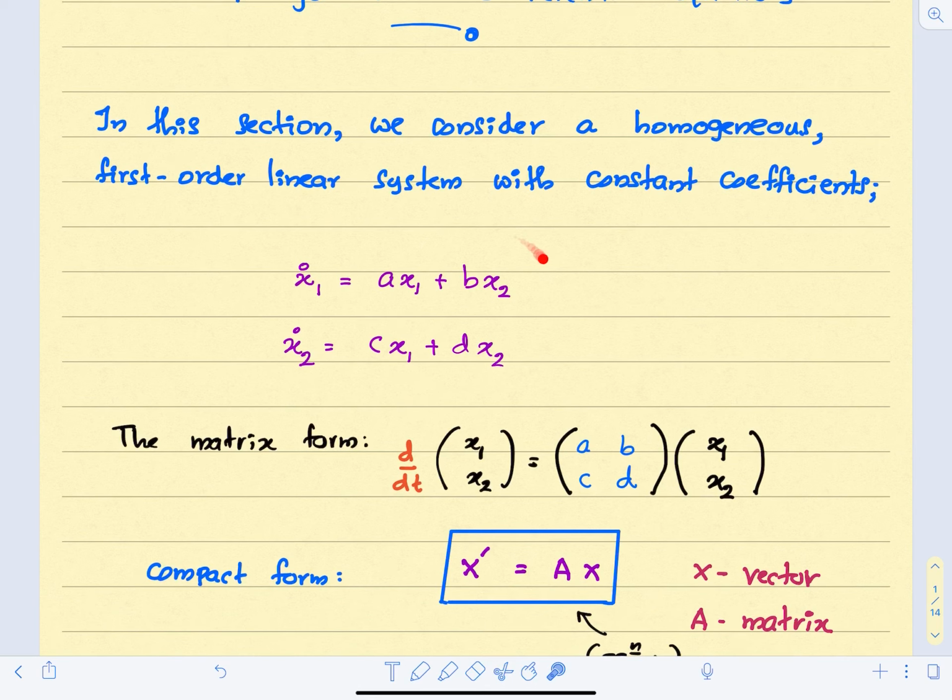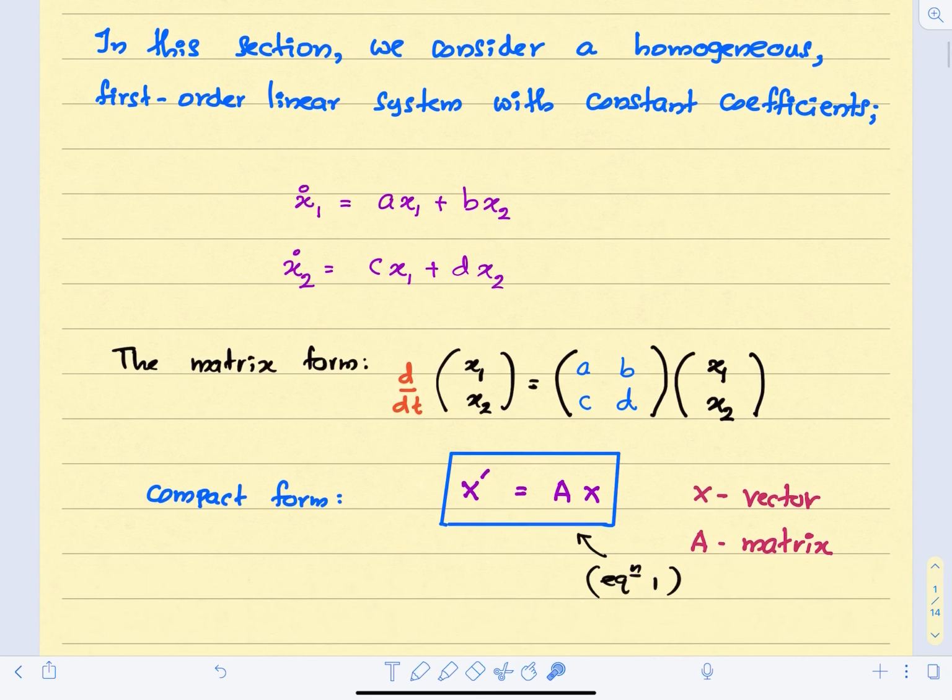So we have two dependent variables x1 and x2. Then x1 dot equals a x1 plus b x2, and x2 dot equals c x1 plus d x2. Here a, b, c and d are constants.